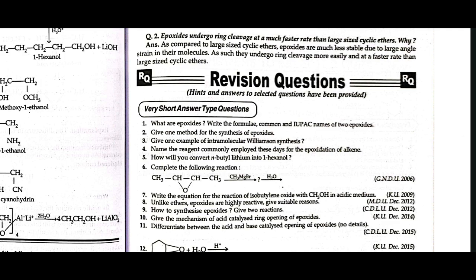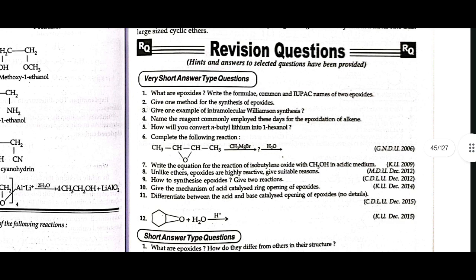Then there are some questions for revision. Very short question-answer types. What are epoxides? Write the formula, common and IUPAC names of 2 epoxides. Second question. Give one method for synthesis of epoxides. Third. Give one example of intramolecular Williamson synthesis. Fourth. Name the reagent commonly employed these days for the epoxidation of alkenes. Fifth. How will you convert n-butyllithium into 1-hexanol?